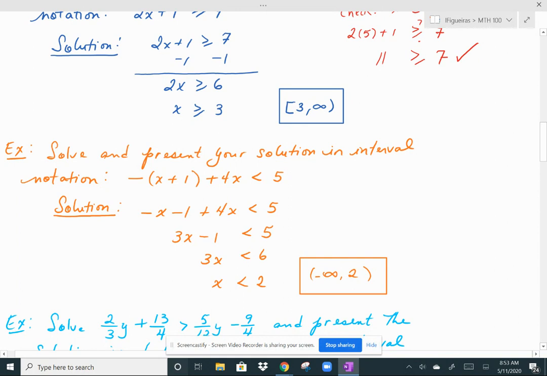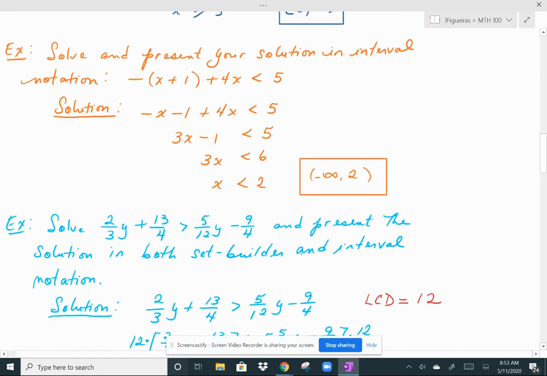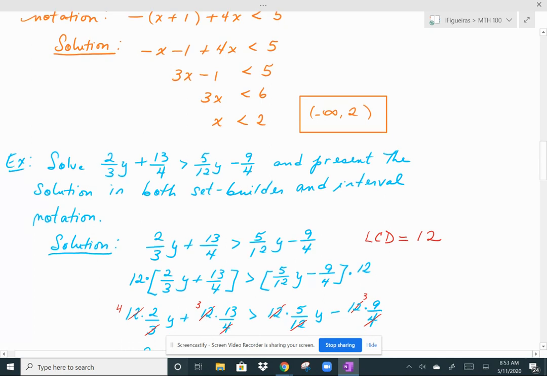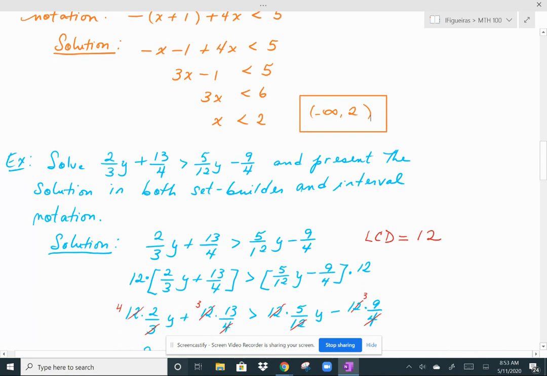Okay, so here's an example with fractions. We want to solve 2/3 y plus 13/4 greater than 5/12 y minus 9/4 and present the solution in both set builder and interval notation. When you have fractions like this in an inequality or in an equation, there's a quick way to eliminate the fractions by multiplying both sides by the lowest common denominator.